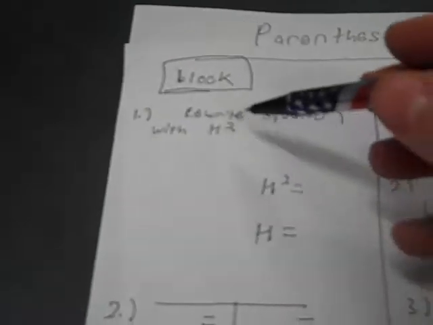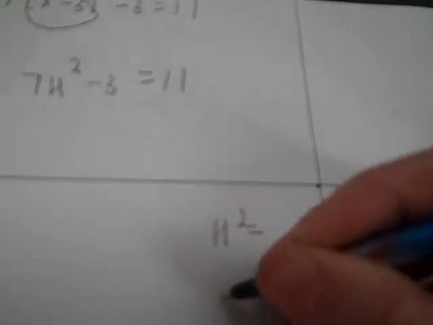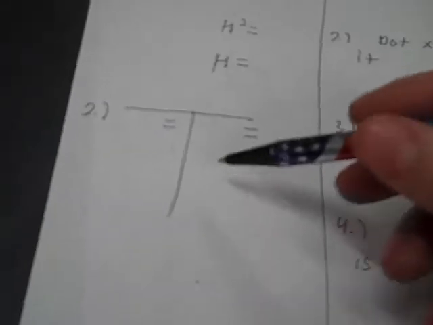Okay, next problem. The power's there outside, so you cannot use rainbows. It's blocked. So you rewrite the equation with h to the second. So you got h with the second power, a 7 in front, and then we have a minus 3 equals 11. And from there I go h squared equals, h equals. And then I make my table to bring back the expression within the parentheses. I'm basically taking the parentheses out of the equation.